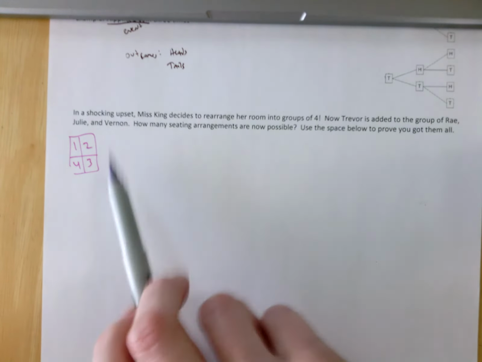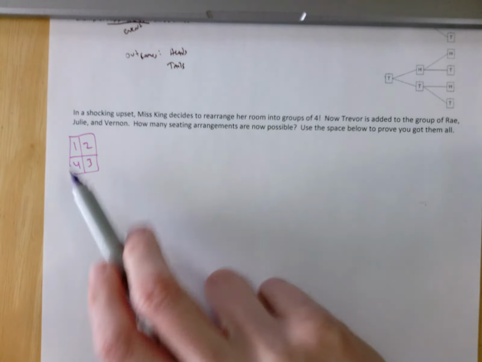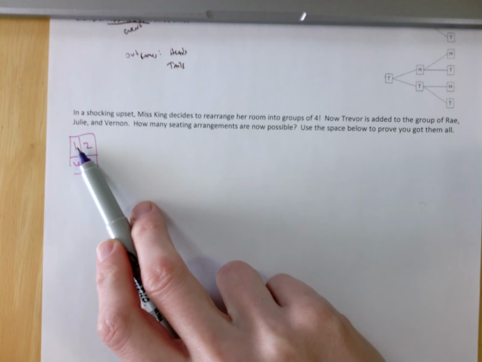Trevor, Ray, Julie, and Vernon, to each of one of these 4 seats. Okay. So how am I going to make my tree diagram? Well, I'm going to split this up based on what my choices are. The first thing that I have to decide is who sits in the first seat.